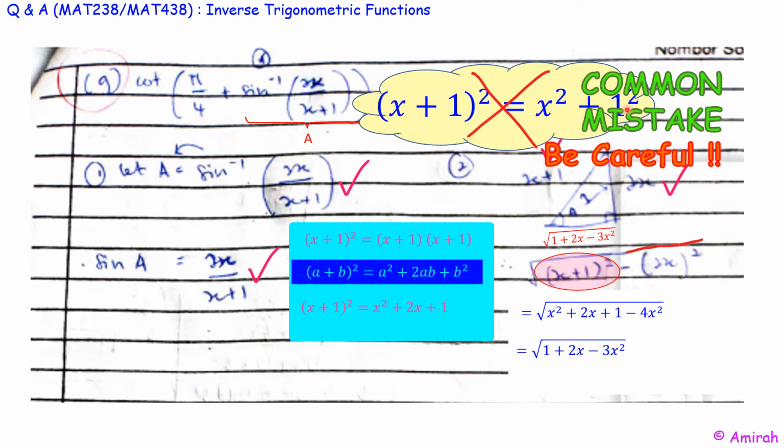Bukan yang ni. Yang ni salah. Okay, tapi menakjubkan sebab sangat selalu student buat macam ni. Okay, please be careful. Okay, kena buat macam ni. Alright? So that's why yang ni x plus 1 bracket squared equals to x squared plus 2x plus 1. Okay, daripada sini. Guna formula yang ni. Okay, ataupun expand one by one. Alright? Got it?